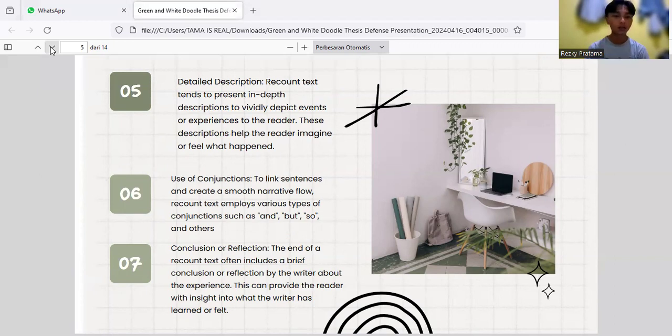Number six, use of conjunctions. To link sentences and create a smooth narrative flow, the text employs various types of conjunctions such as and, but, so, and the others. And the last one is conclusion or reflection. The end of the text often includes a brief conclusion or reflection by the writer about the experience. This can provide the reader with insight into what the writer has learned or felt.